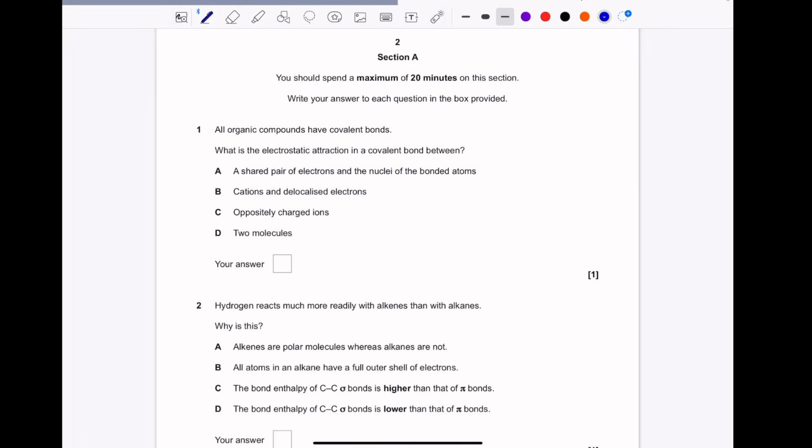This video will be covering OCR A-Level Chemistry A, June 2024, Paper 2.